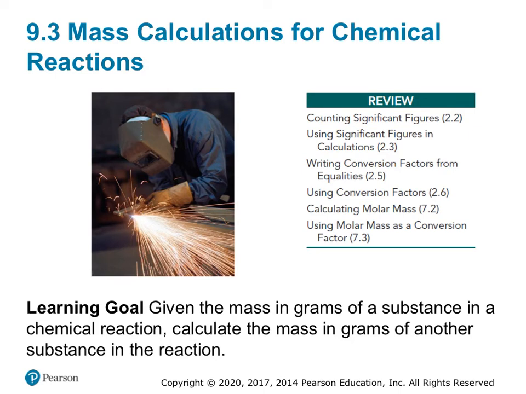Hello again. Today we are going to talk about section 9.3, mass calculations for chemical reactions. We're going to be talking about mass in grams of one substance and then using it to calculate the mass in grams of another substance. We're going to be pulling back and thinking about chapter 7. We're going to go back to conversion factors, calculating molar mass, and using molar mass as a conversion factor.